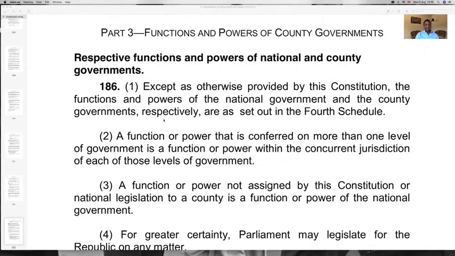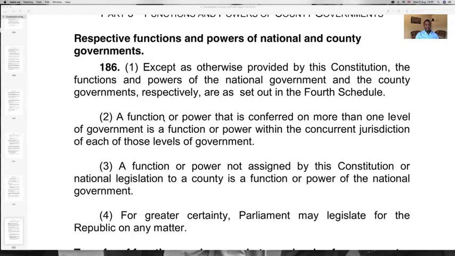Functions and powers of county governments. The functions and powers of the national government and the county governments, respectively, are set out in the 4th Schedule of this constitution, and we shall look at this 4th Schedule much later.